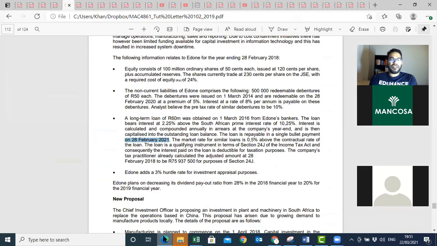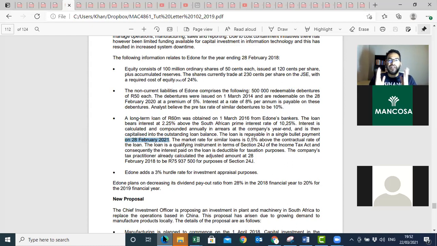So they say a long-term loan of 60 million Rand was obtained on 1 March 2016. So there we have a present value of 60 million Rand at 1 March 2016. The loan bears interest at 2.25 above the prime rate. We know that. Interest is calculated and compounded annually in arrears at the company's year end and is then capitalized into the outstanding loan balance. What they're trying to tell you is that there is no physical cash annual payment. You work out interest annually and then you capitalize it to the loan.